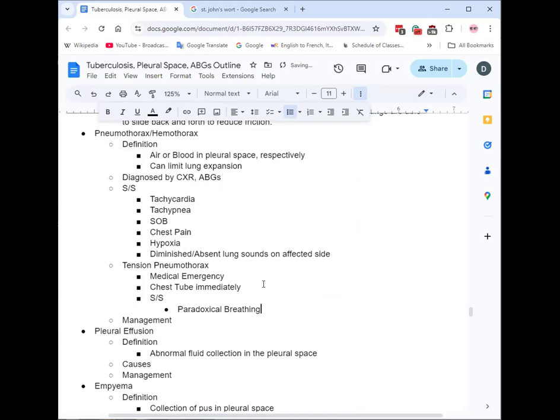Paradoxical breathing. Oh yeah, select all that apply. We all hate them. So again, you're not going to get tested on tension pneumothorax in terms of signs and symptoms. If you're just being tested on a normal pneumothorax, paradoxical breathing is not one of the answers because that's tension. You will also not see hemoptysis. That's pulmonary embolism.